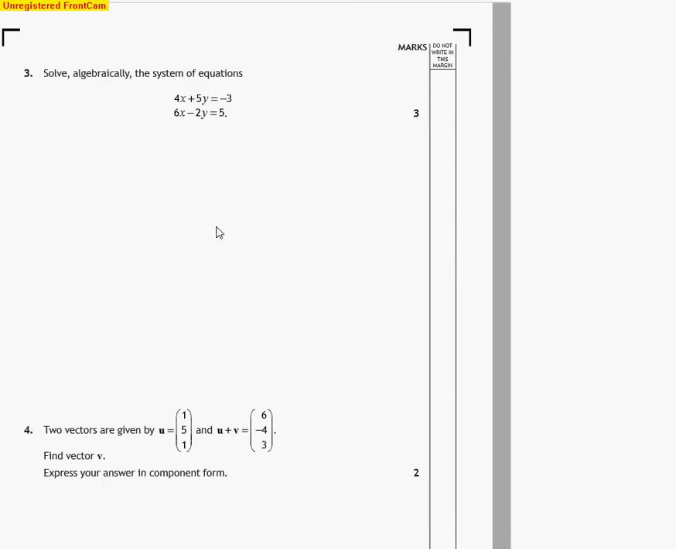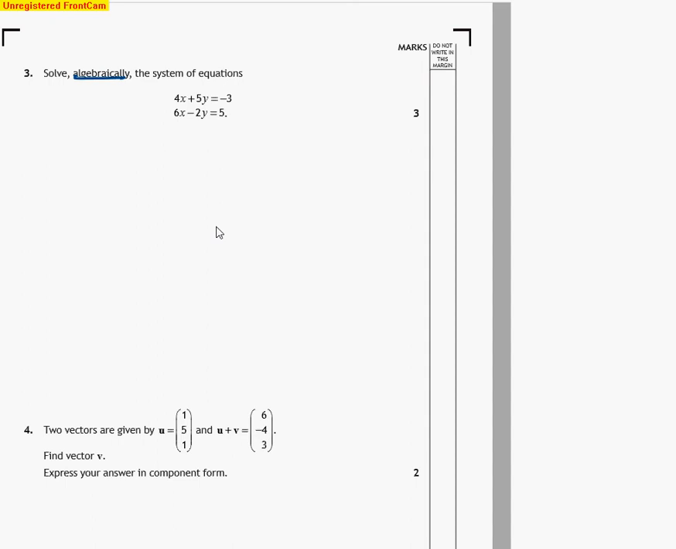Okay, question 3. Solve algebraically the system of equations. So algebraically just means we can't do trial and error. So don't sit and do, okay, what if x is 1, what if y is 1, and go on and on. So we need to do it algebraically. Before, they've sometimes asked you to make equations up. In this case, they've given you the equations, all right?